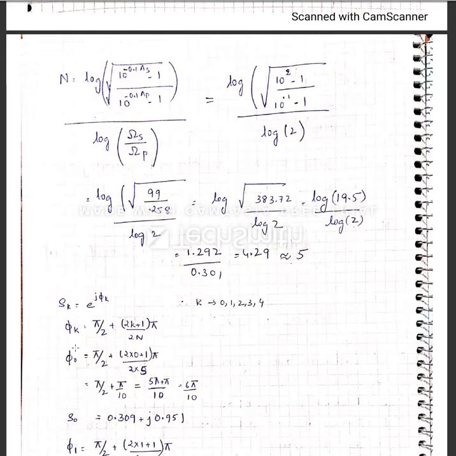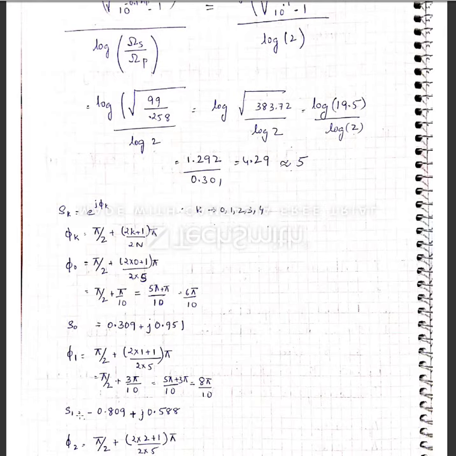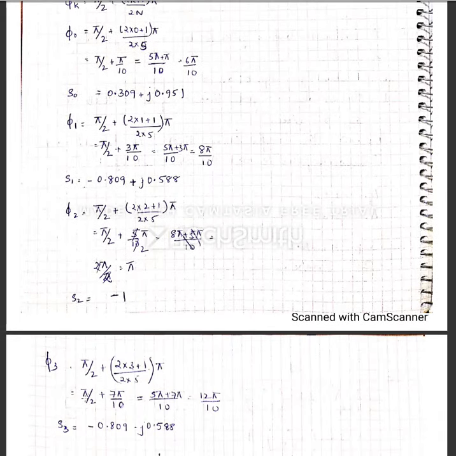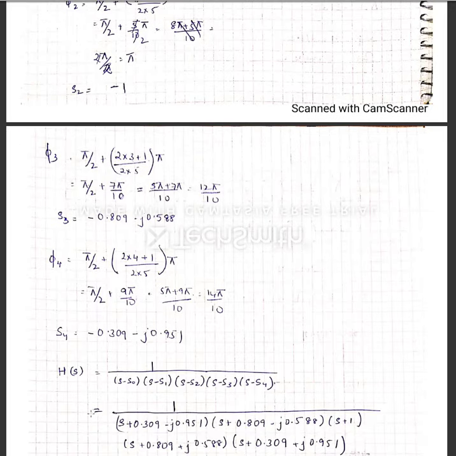Similarly you will find S0, S1, S2, S3 and S4, by finding your s5.0, s5.1, s5.2, s5.3 and s5.4, starting from s5.0 to s5.4. So S0, S1, S2, S3, S4. Then what you have to do? The transfer function H of s will be equal to 1 by, s minus, how many poles you have calculated: s minus s0, s minus s1, s minus s2, s minus s3, s minus s4.